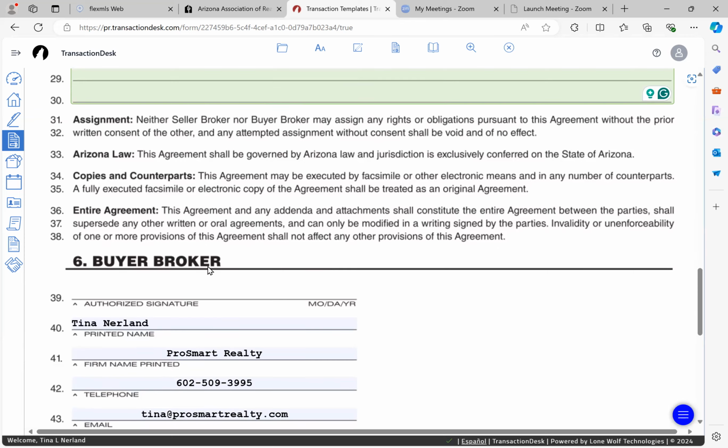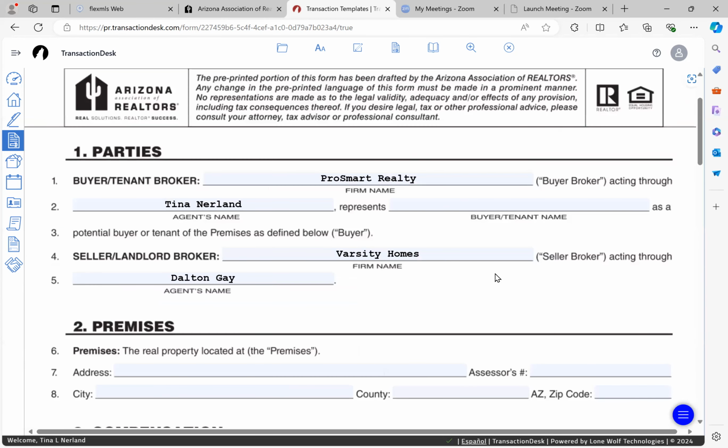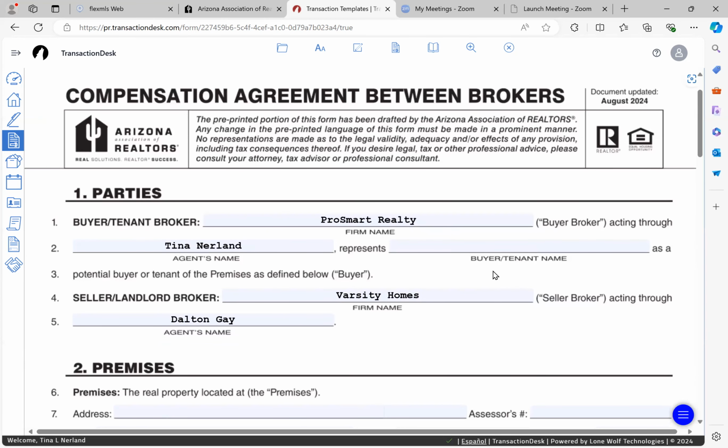Buyer broker information goes here. Seller broker information goes here. This is not made part of the contract. That is the main difference between this document and the seller compensation addendum. This is just between the brokers. This is basically exactly what we were doing in the past, but now we are putting it in writing and not advertising it on the MLS.